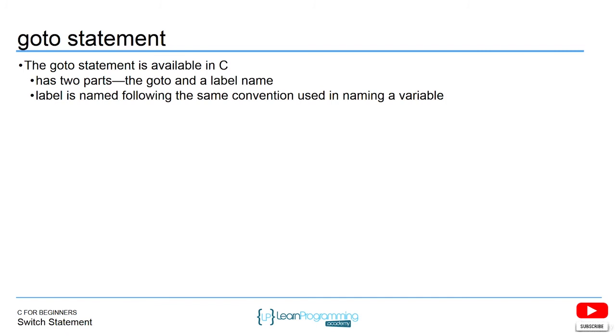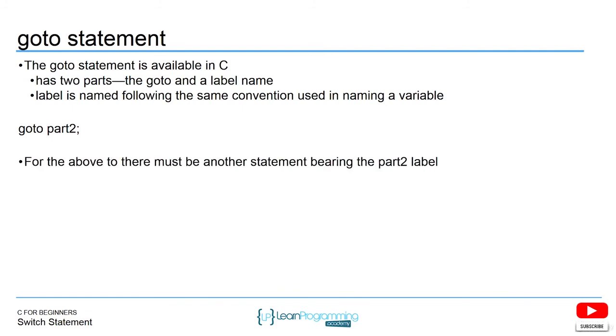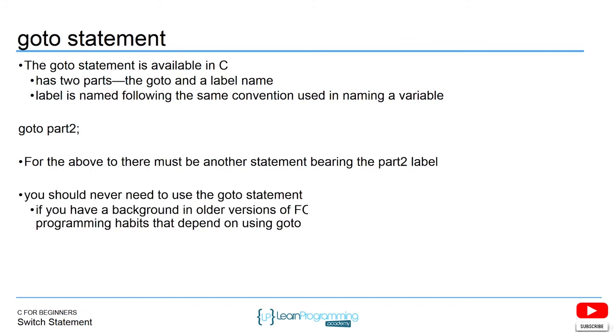So the two parts, the GoTo and the label name. The label is named following the same convention for naming a variable. Alphanumeric characters, you can't start with digits, you can start with underscores. Basically, you just use the GoTo keyword and you go to some identifier, part 2. Part 2 is a label somewhere. So in order to actually jump to that line of code, you have to label that line of code. There has to be a statement that says part 2.